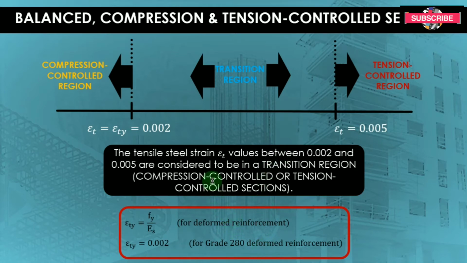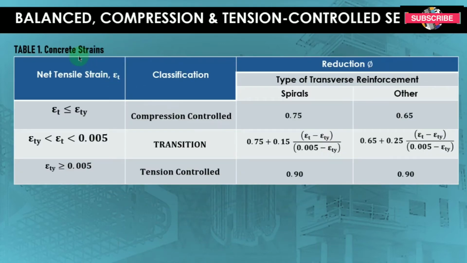So, punta naman tayo dito sa table 1 regarding sa ating concrete strain. So, meron tayong dito sa first column, yung strain natin, tensile strain. At saka sa second column is ang classification at ang ginagamit na mga reduction factor natin dito referring to this phi. Okay? So, types of transverse reinforcement is spiral at ito naman is kung hindi spiral. No?